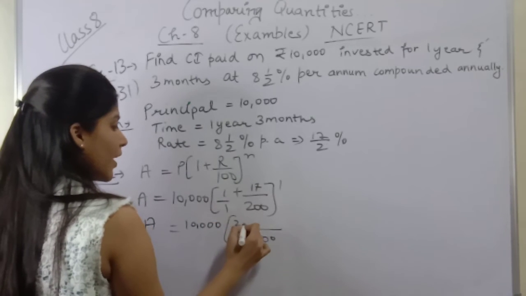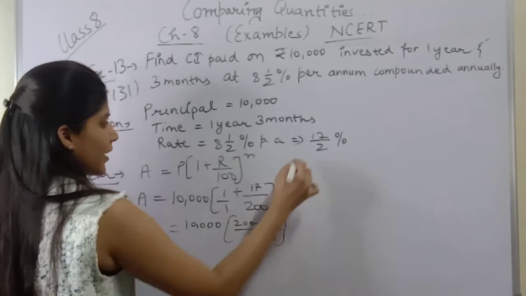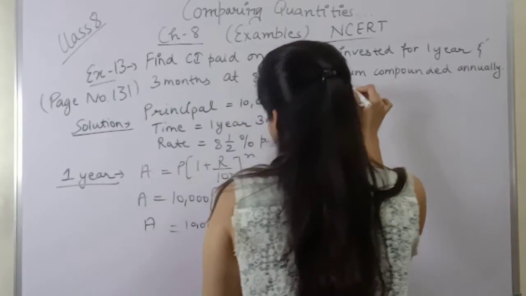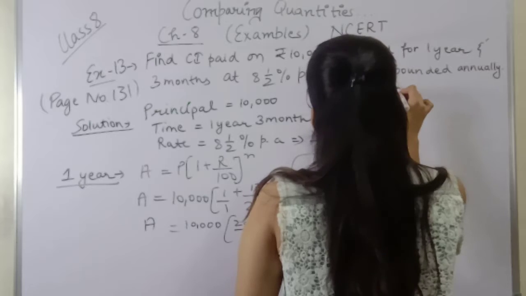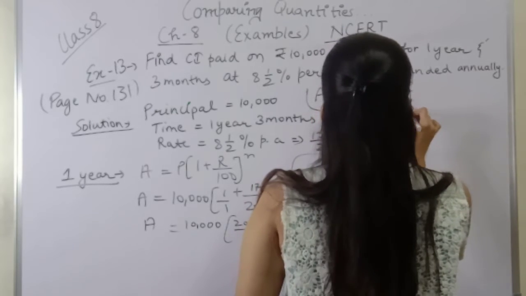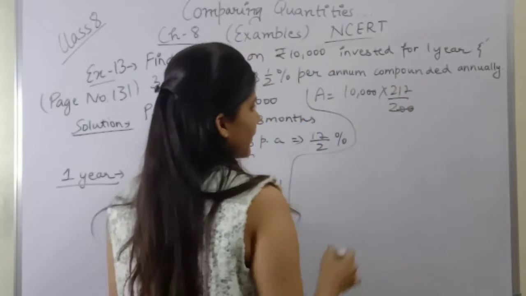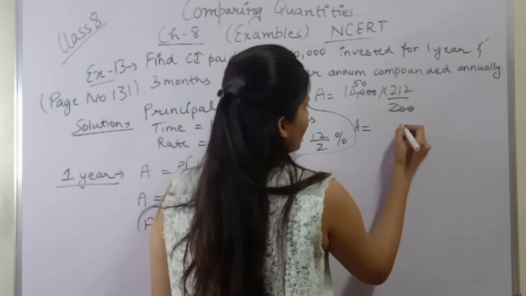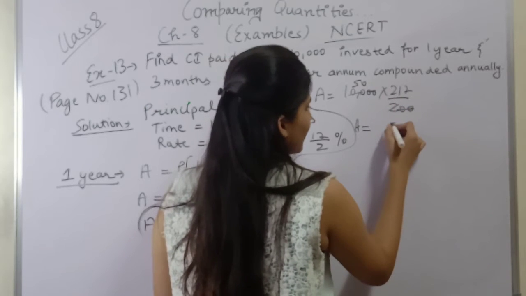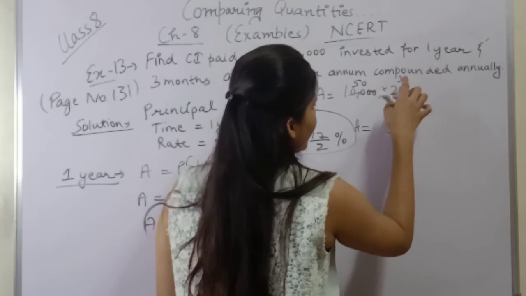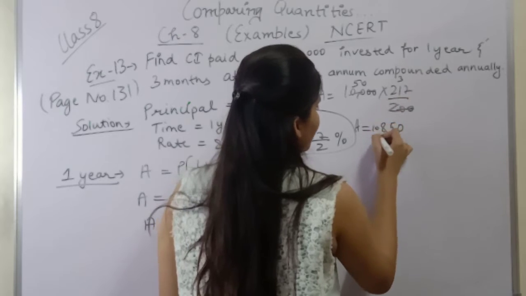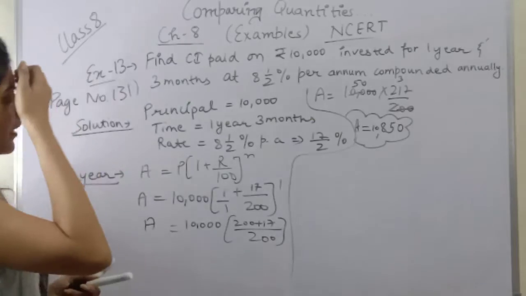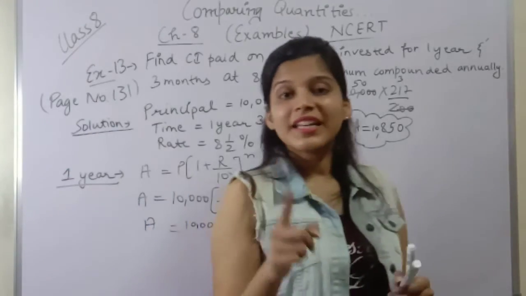अभी हो जाएगा 200 प्लस 17. ठीक है. So we will get amount equals to 10,000 into 217 upon 200. 20 से 20 कट and 2 5s is 10. So amount equals to 10 as it is. 7 5s are 35. 3 carry. 5 1s are 5 plus 3 is 8 and 5 2s are 10. So 10,850 is the amount. But ये amount तो अभी 1 year का आया है.